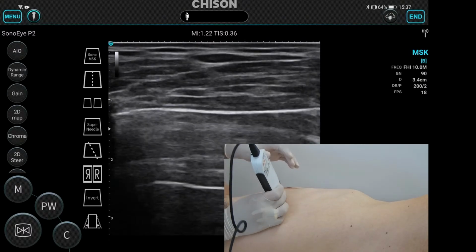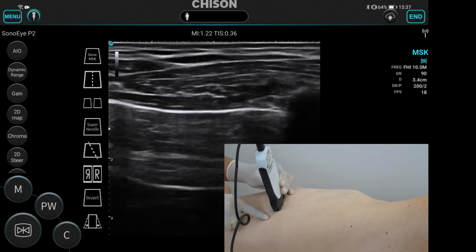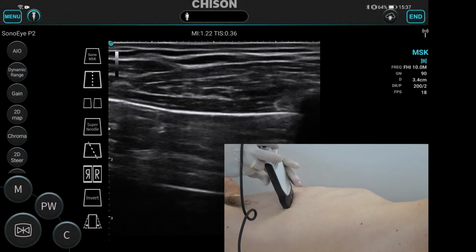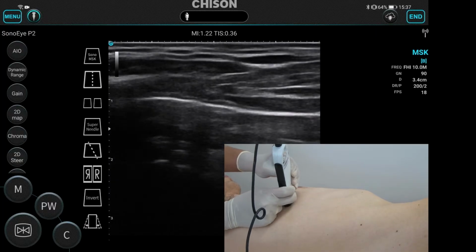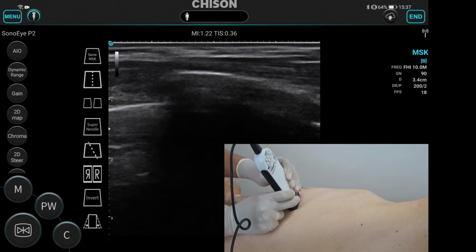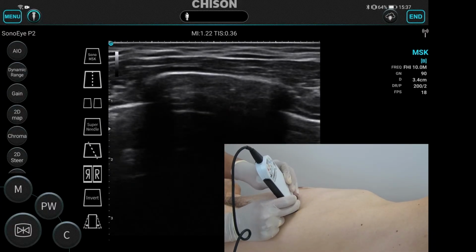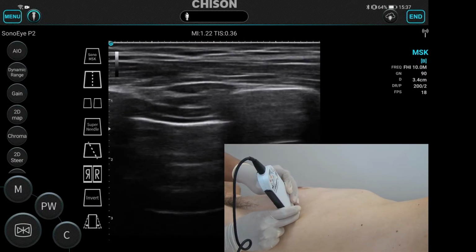Okay, so now while scanning, you can see the probe orientation. My probe is from the orientation marker towards the anterior side and the posterior side. Okay, so now we start scanning. We can see the rib shadow. Very good. Attached to the rib shadow is the serratus anterior, and now we keep on scanning. You see pleura, we keep on scanning.